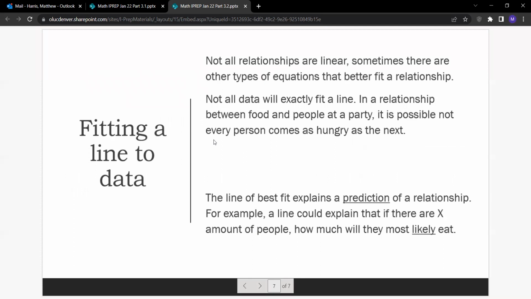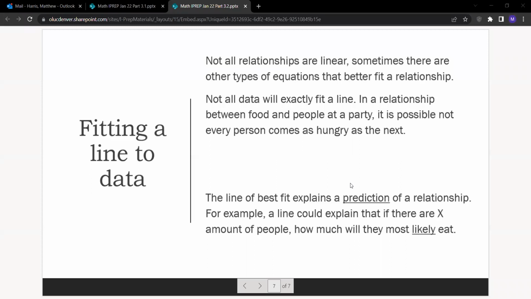So fitting a line to data. Not all relationships are linear. Sometimes there are other types of equations that better fit a relationship. So all the lines we've talked about, they go like this, right? They're just a straight line. But some lines look like this, some lines look like that, some lines look like that. There's just all kinds of lines that we can see. And all of those can be represented mathematically.